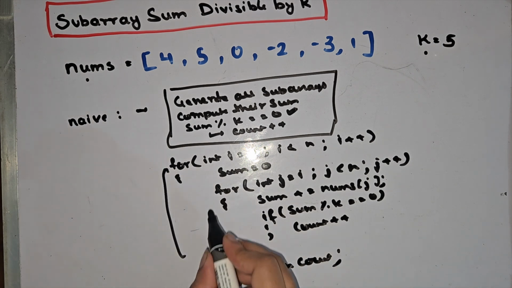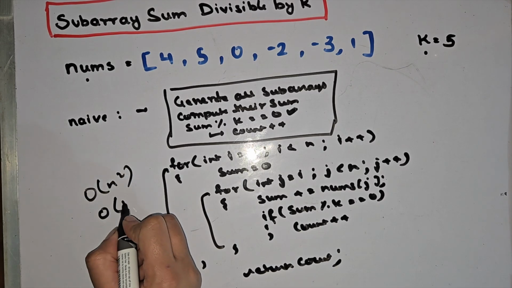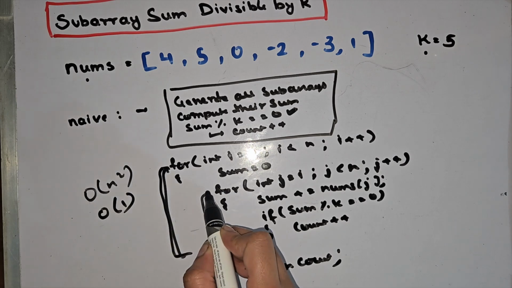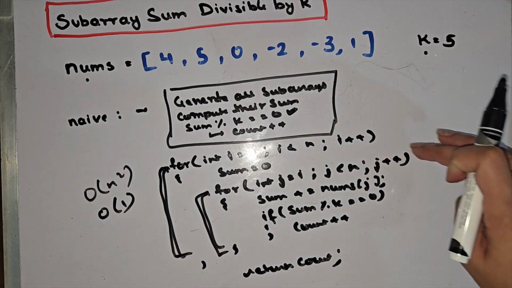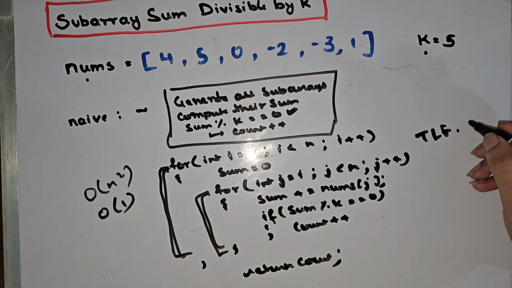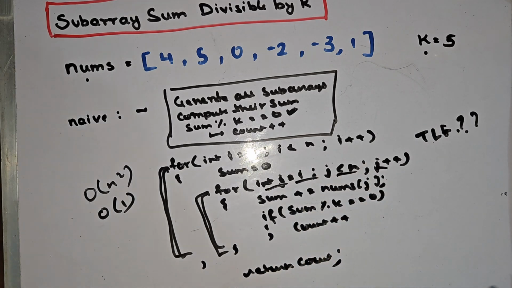We have two nested loops, which is order n square, and we are not using extra space. We need to optimize this approach because we are using two loops here. Submitting this will give TLE. So what can we do here? We can see that we are calculating the sum again and again. We can avoid calculating overlapping sums by using prefix sum.